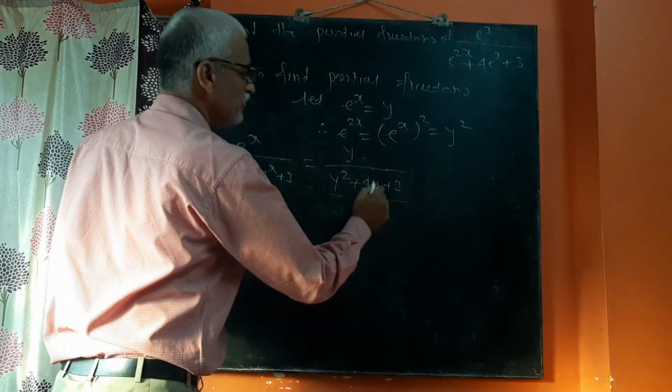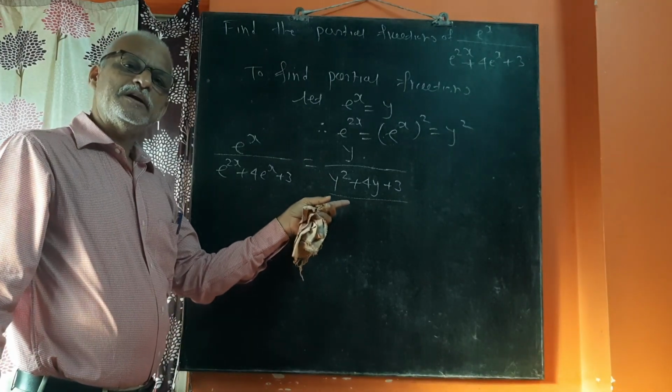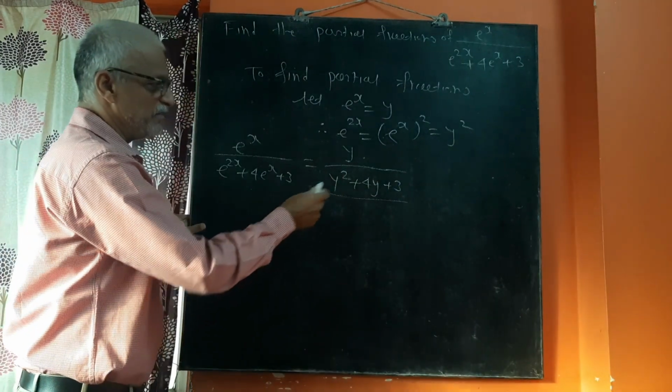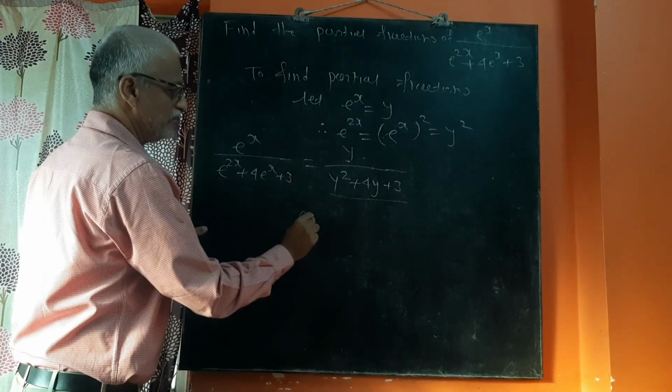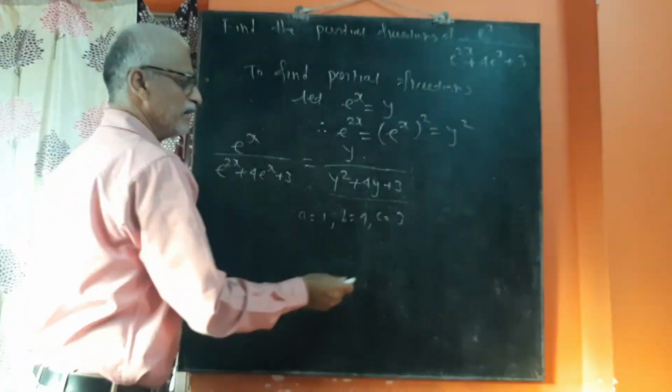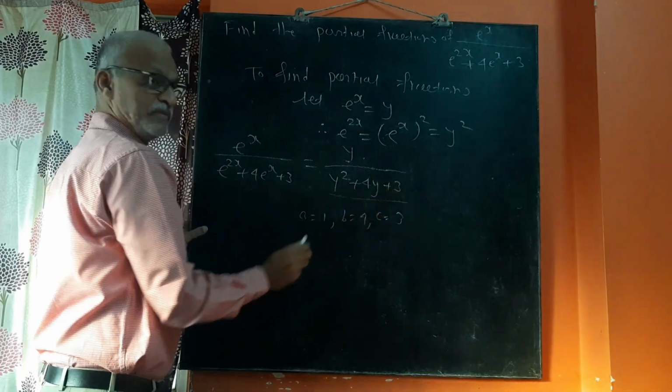Now y square plus 4y plus 3, this is a quadratic equation. Can we find the factors? Let us check that. b square minus 4ac, where a equals 1, b equals 4 and c equals 3. ax square plus bx plus c.